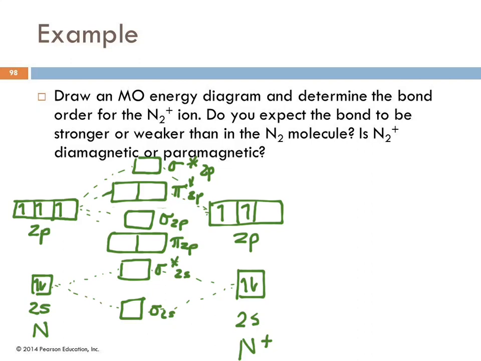Okay, so we've got a total of 9 electrons, right? 5 from the one nitrogen, 4 from the other. And so we're going to put them in, starting at the bottom and going up. 1, 2, 3, 4, 5, 6, 7, 8, 9.